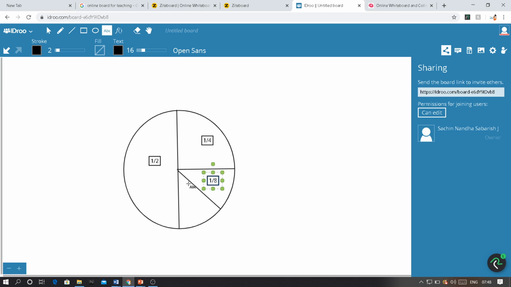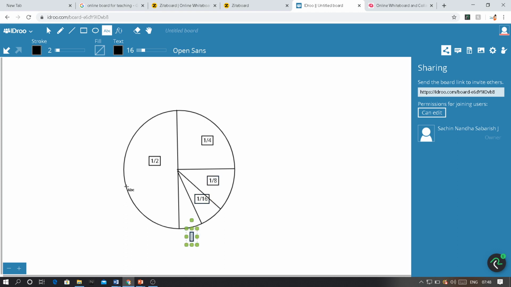Now this part is equal to 1 divided by 8, and this other part is also 1 divided by 8. But again, I'm dividing this 1 by 8 into two equal parts. When 1 by 8 is divided into two equal parts, this becomes 1 by 16, and the other part also becomes 1 by 16. So this keeps on going: 1 by 2, 1 by 4, 1 by 8, 1 by 16, and 1 by 32. It keeps on going.